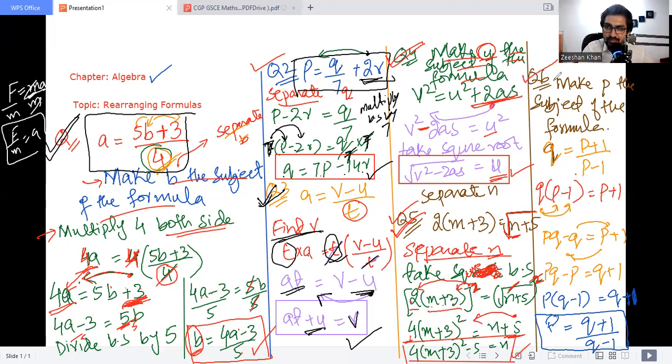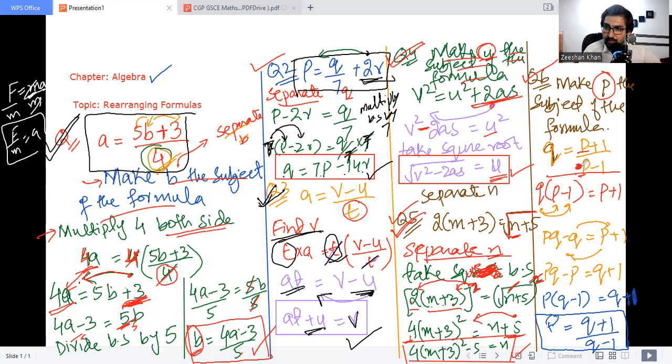Question number 6 is a bit trickier. You pause the video, you try this question if you can, and then compare your solution with this answer. Now this might be a bit challenging question for most of the students. Here it says make P the subject of the formula. So you can see P is at this position as well as this position. We have two P's here. Okay, so let's start solving it.